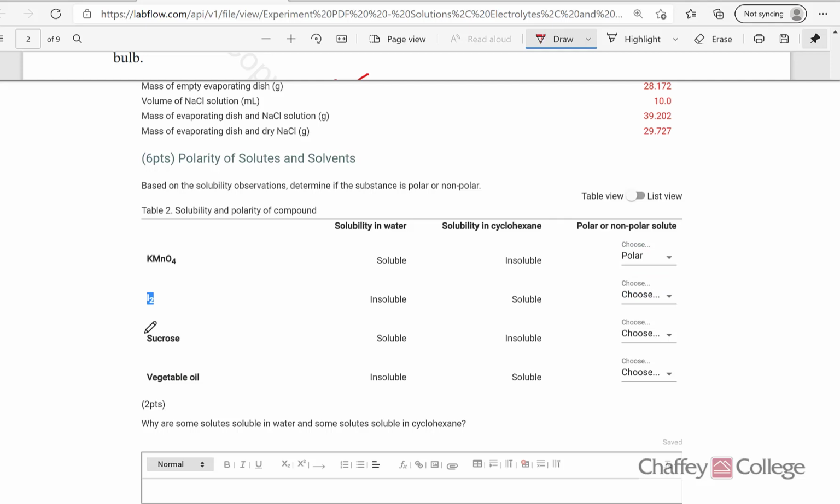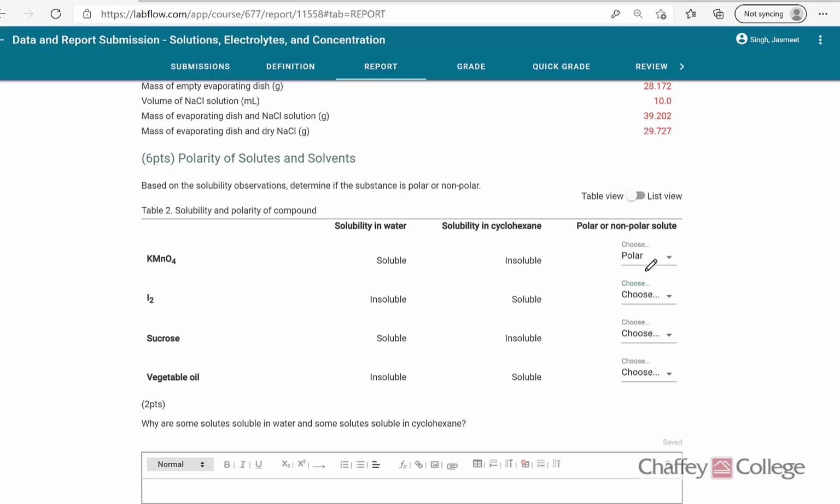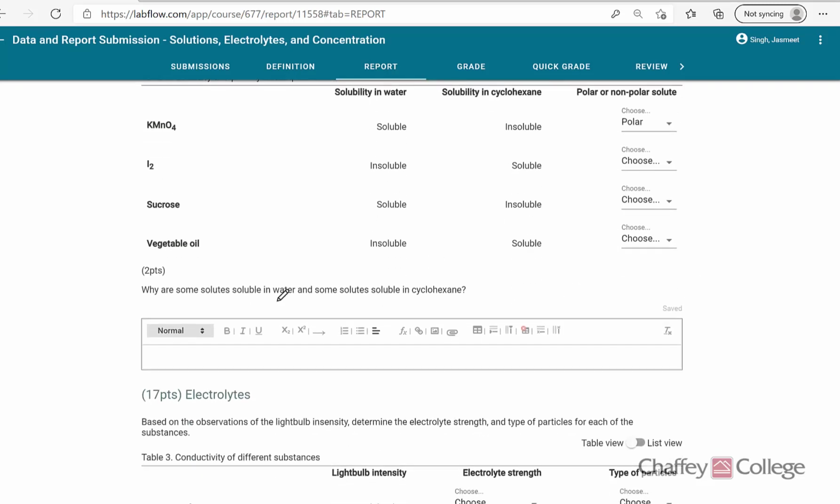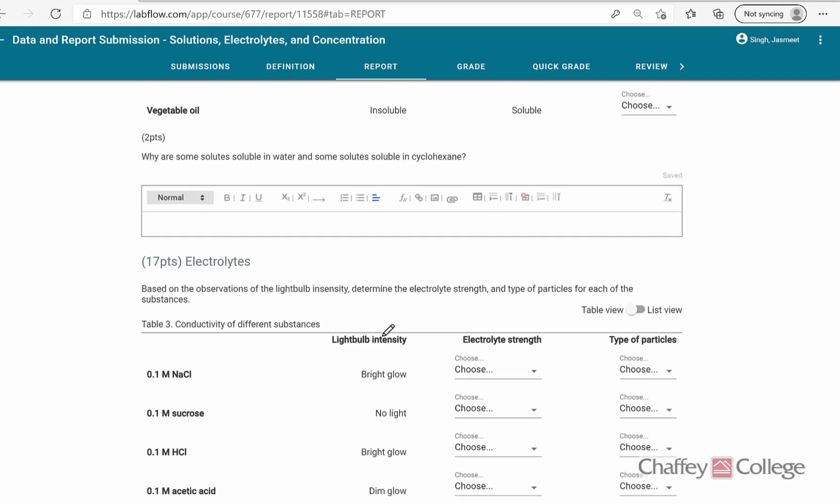Similarly, for other solutes, you need to analyze in which solvent they dissolve and choose appropriately whether they are polar or non-polar. I gave you one example, so the other three you have to figure out by yourself. And then you have to explain briefly why you think that some solutes are soluble in water but the others are soluble in cyclohexane.